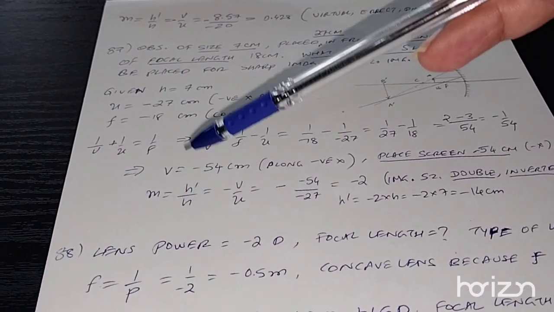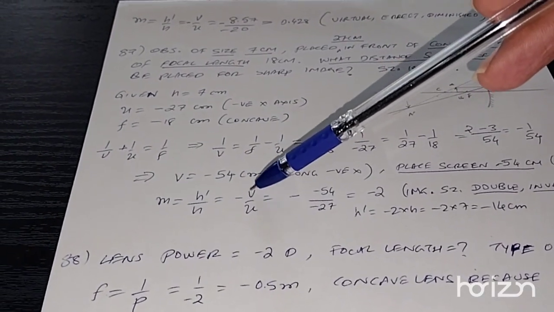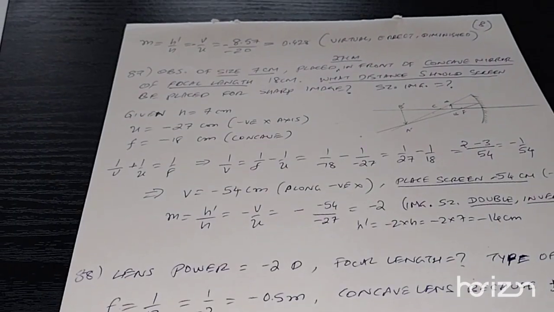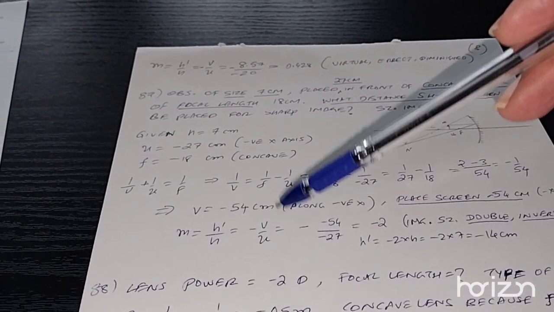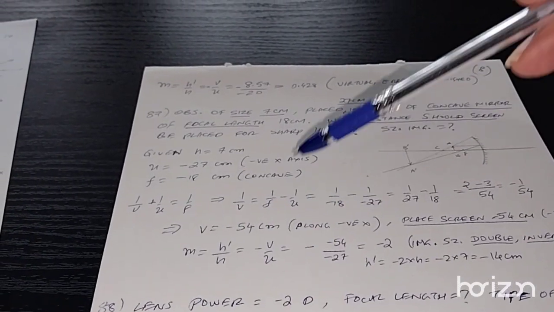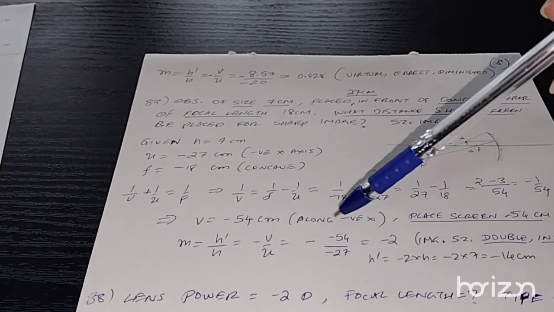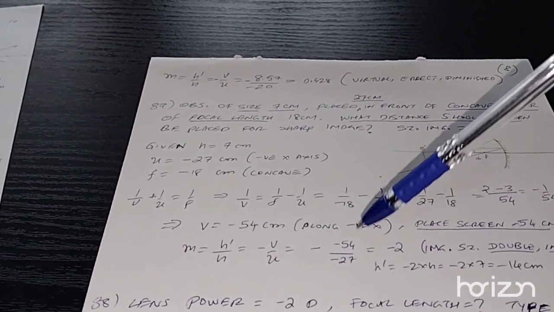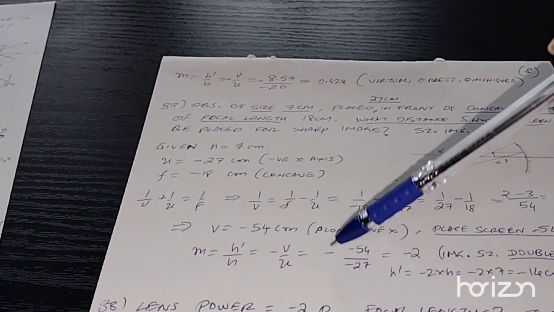And what is the magnification? It is h dash by h, equal to minus v by u. Minus v by u because this is a mirror magnification, okay, not lens magnification. Lens magnification is just v by u. Mirror magnification is minus v by u. So minus of, what is v? Minus 54. You have already calculated, you substituted. u is minus 27. So minus 54 by minus 27 becomes positive, but there is another negative sign here.